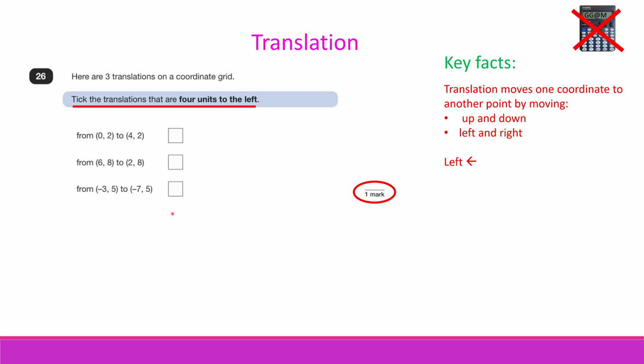So have a go at thinking about the answer. Press pause, work out which one of these statements is correct, and then press play when you're ready to hear the answer. Fantastic. Now the question does say tick the translations. So you're likely to be ticking more than 1 translation. So just think about that. You're likely to have to tick 2 of these answers, not necessarily 1.